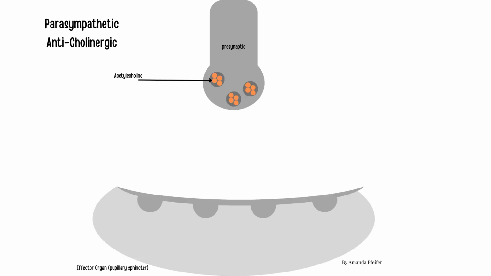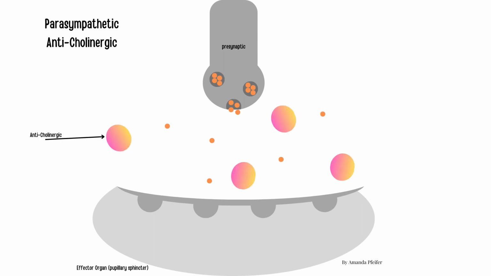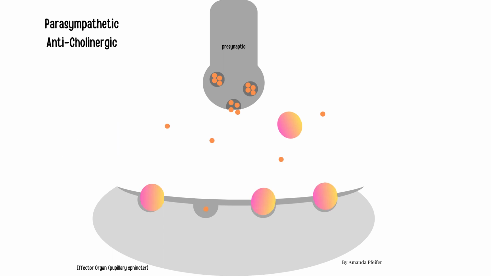The last parasympathetic drug that we have is the anticholinergic drug. We start off just like all the other ones with the acetylcholine in its presynaptic vesicles. It gets released into the synaptic cleft. But as you can see here, there is no acetylcholinesterase. Instead, we have our anticholinergic drug, and what that does is it blocks the cholinergic receptors, so the acetylcholine can no longer go into those receptors. Then it decreases the parasympathetic response in these organs.